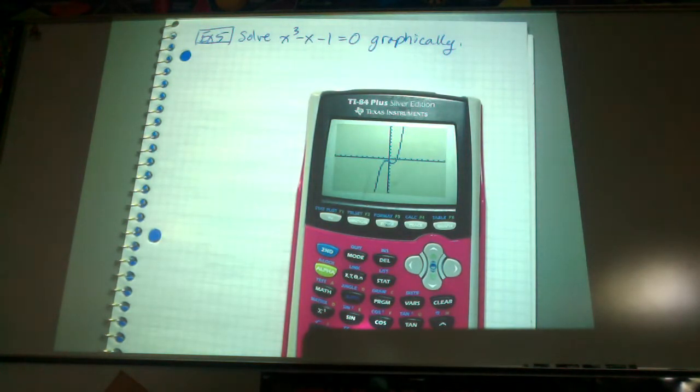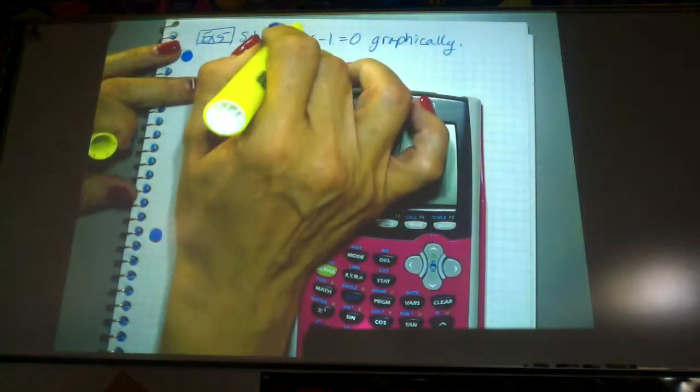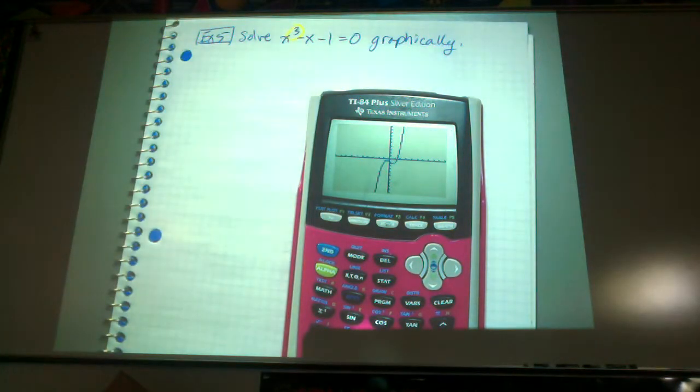Oh, let me stop you there for a minute. The highest degree term in this polynomial is what? It's a polynomial of what degree? Third degree, right? How many solutions does that mean? There could be 3. How many real solutions are there? Only 1, because it only crosses the x-axis once.